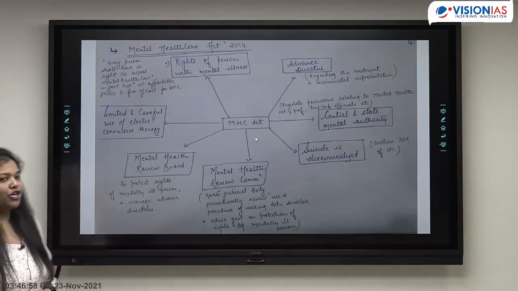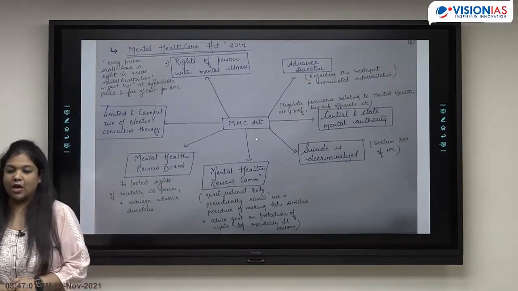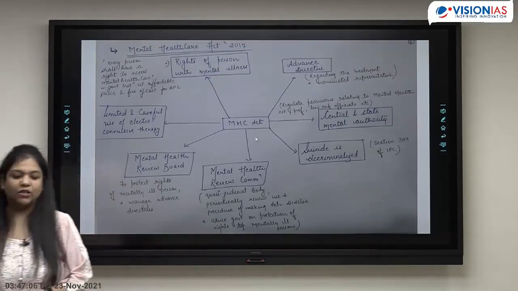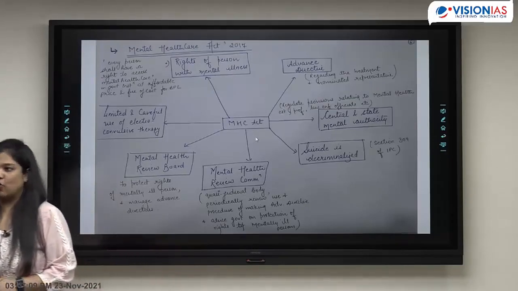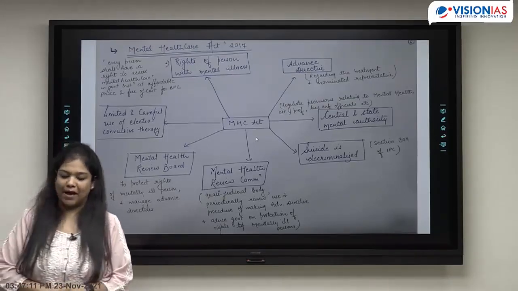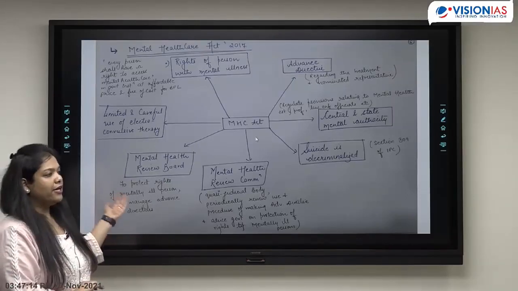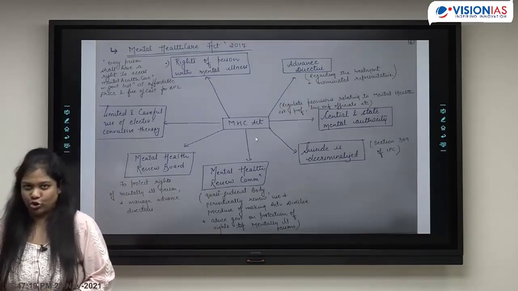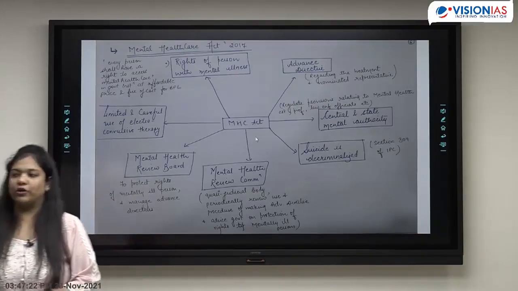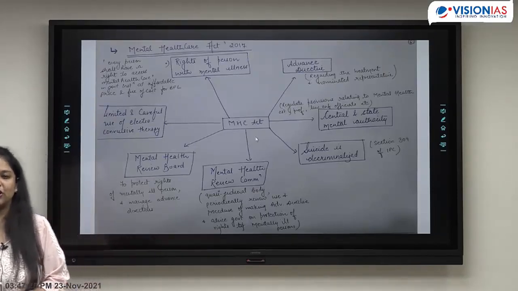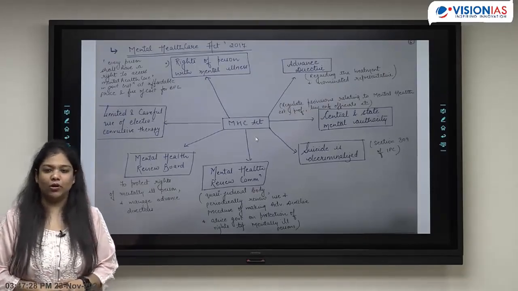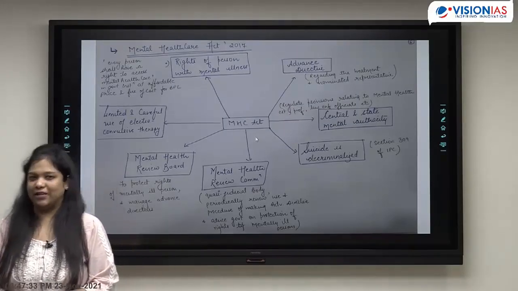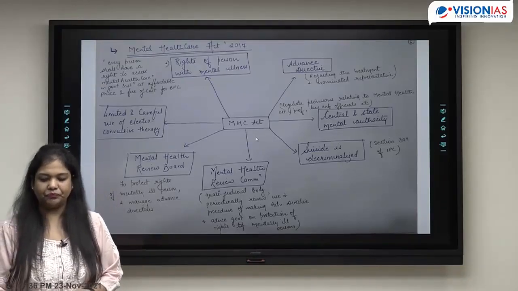There is a provision for decriminalization of suicide. There are provisions for central and state mental health authorities, review commissions and review boards to protect the rights of the mentally ill person and also to manage the advance directives. With respect to electroconvulsive therapy, they have said it will not be used on minors, and if used on adults, it has to be used in a limited capacity with anesthesia so that pain is not inflicted on these people.